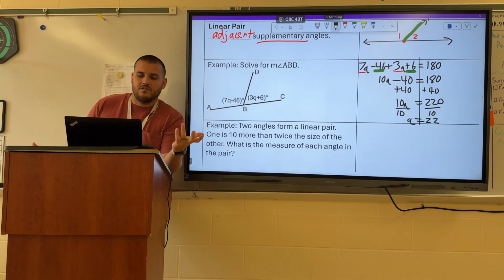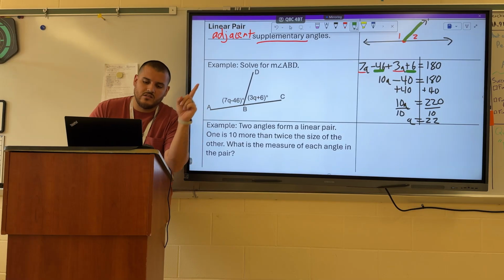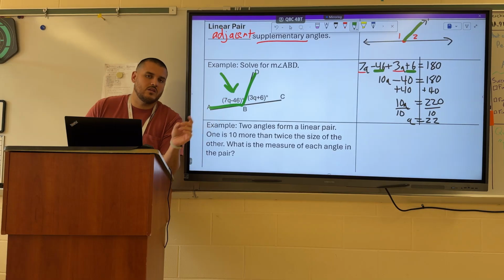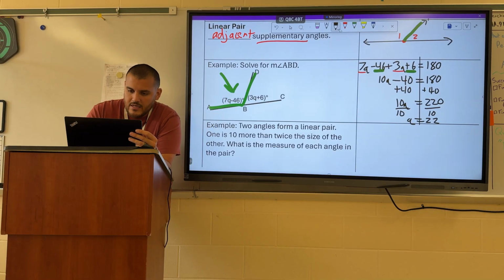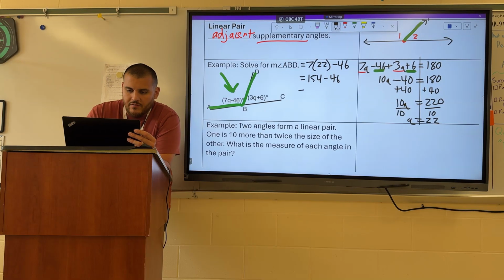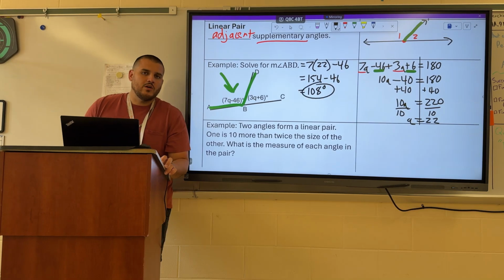Remember, if you're ever struggling to find an angle, you can always trace the letters from A to B to D. That gives us this opening where the 7Q minus 46 is. So angle ABD equals 7 times Q, which we found out was 22, minus 46. 7 times 22 is 154. And when we subtract 46 from 154, we end up with 108 degrees for the measure of angle ABD.